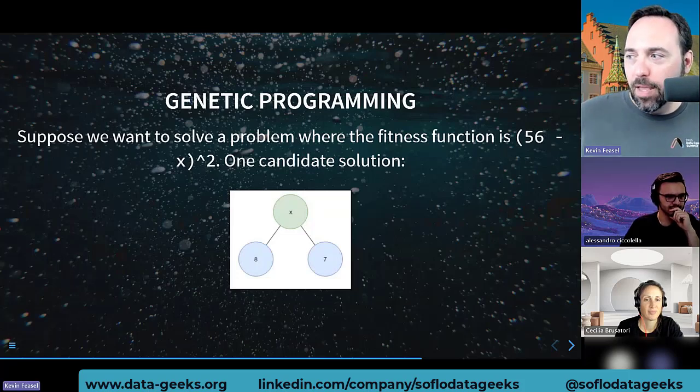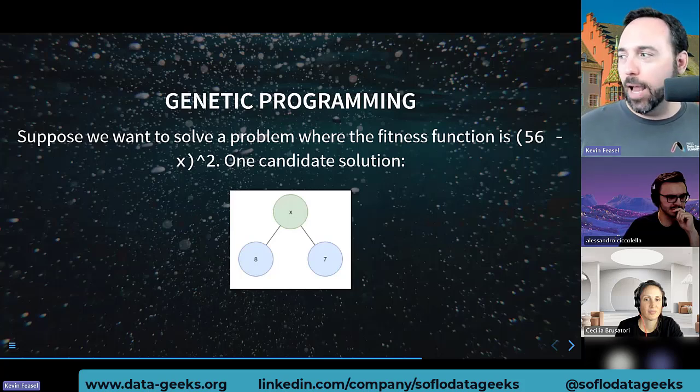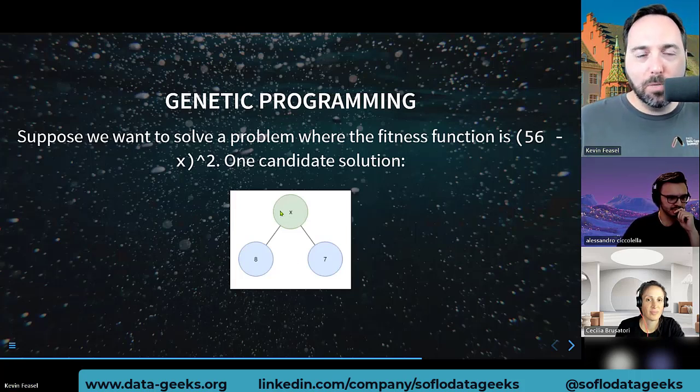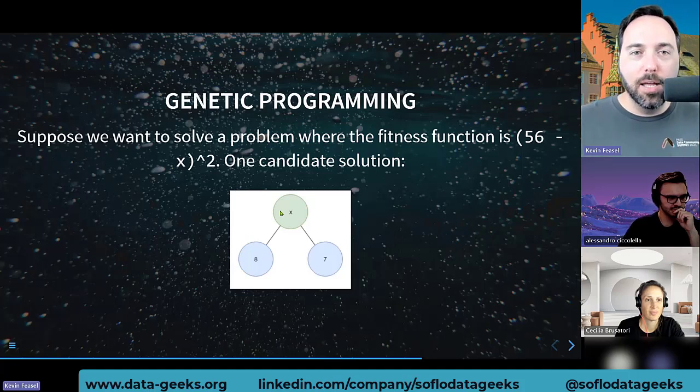So very simple program. My fitness function is 56 minus x, that quantity squared. And my candidate solution, maybe I can do multiplication, addition, and subtraction. So I have 8 times 7. Well, 8 times 7 is 56. 56 minus 56 squared is 0. Cool. I've nailed it. I've gotten my answer. And this would be a good program.